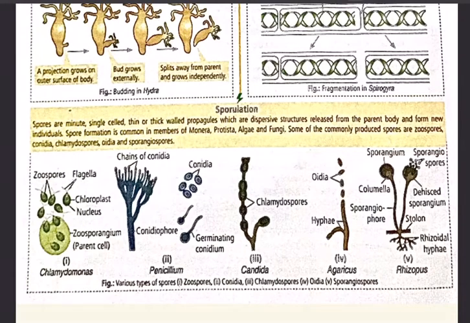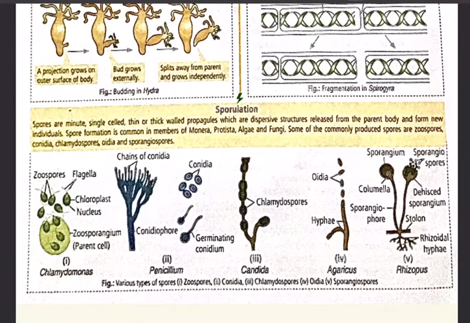So, the spores are minute, single-celled, thin or thick-walled propagules which are dispersive structures. Because they are very light, a small volume of wind or breeze will take them to respective places. So these structures are released from the parent body and form new individuals. Spore formation is very common in members of Monera, Protista, algae and fungi.